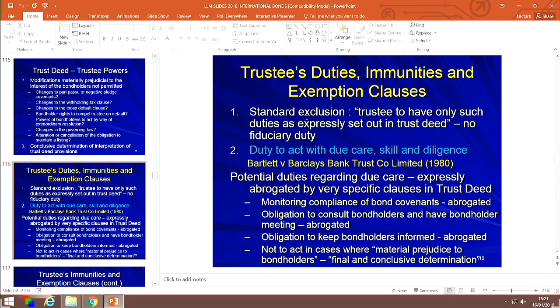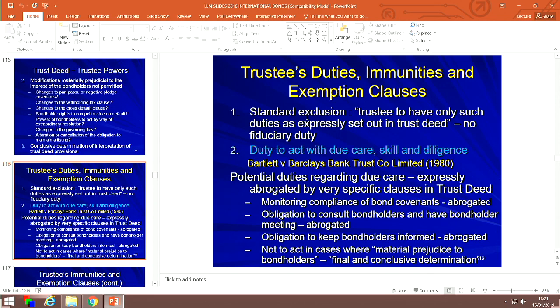But it doesn't stop there. The trust deed clauses then pull out each one of the duties imposed by the law on any trustee and start ripping them out, terminating or eliminating them. Starting with the obvious one, the duty to act with due care, skill, and diligence.